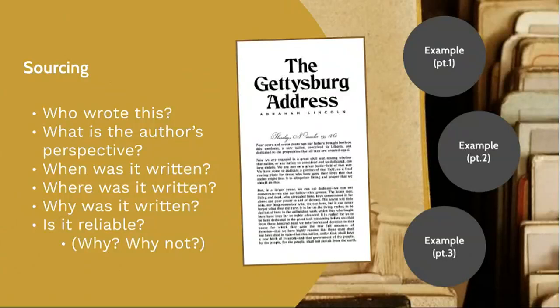These are: who wrote this? What is the author's perspective? When is it written? Where was it written? Why was it written? And is it reliable? To give an example on how to use these questions, we will go over these using the Gettysburg Address.